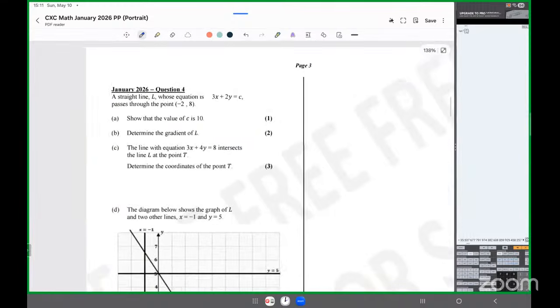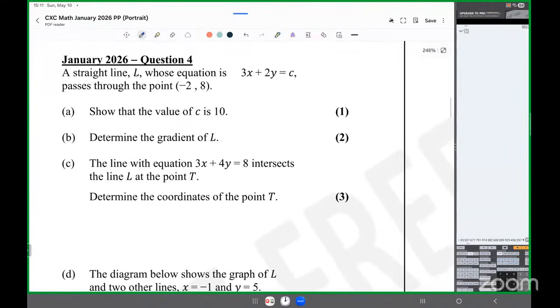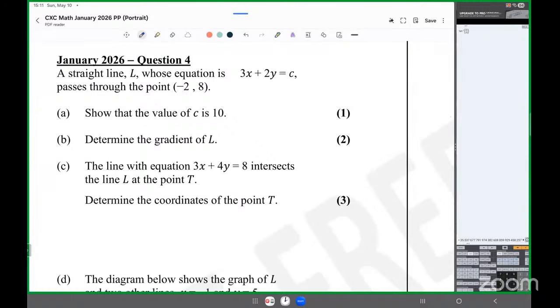Let's go. Next question. This question is coordinate geometry, but they don't give us any graph, so we have to remember our formulas for coordinate geometry. They give us this straight line, and they say it passes through this point. If it passes through that point, it means that these coordinates satisfy the equation. And I want us to show that the value of C is 10. So in other words, we put this X value in there and the 8 for the Y, and work it out to get the 10.